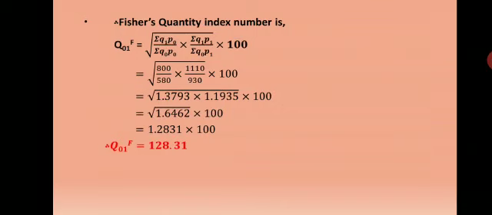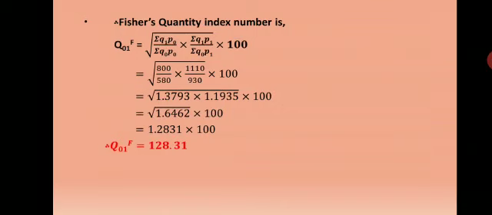Therefore Q01 of Fisher's is equal to square root of 800 divided by 580 into 1110 divided by 930 into 100, which is equal to square root of, we will get 800 divided by 580 as 1.3793 into 1110 divided by 930 is 1.1935 into 100 as it is.